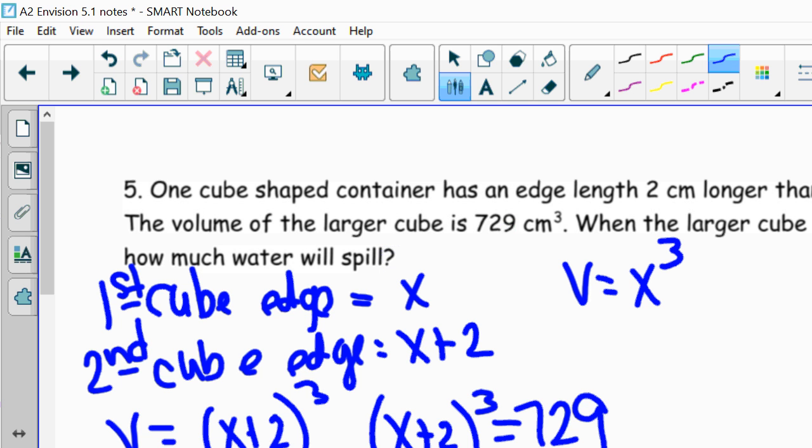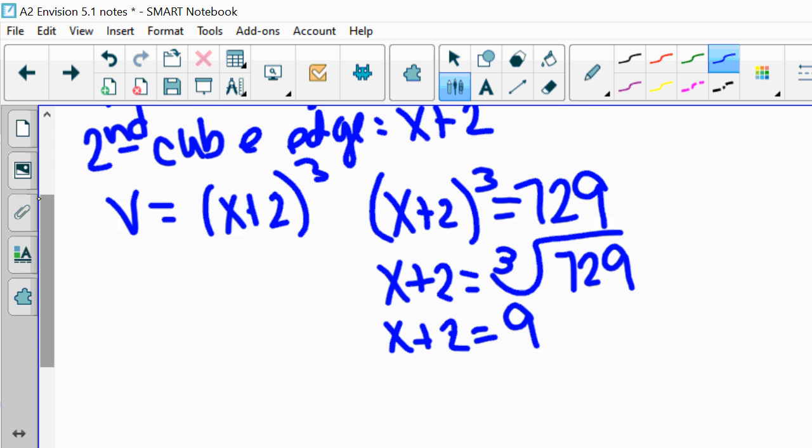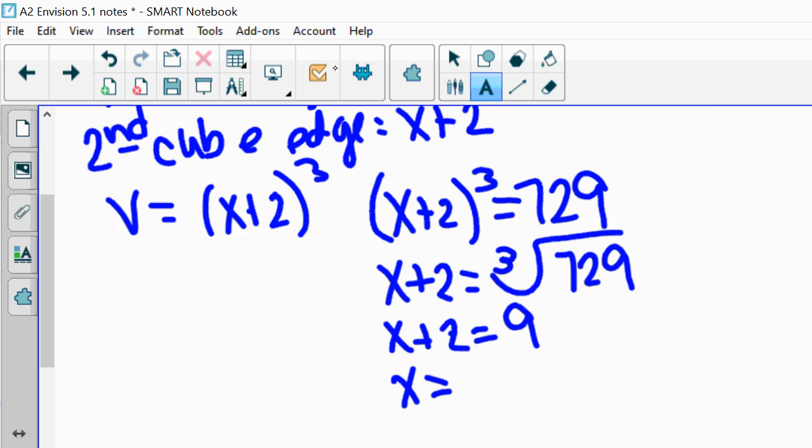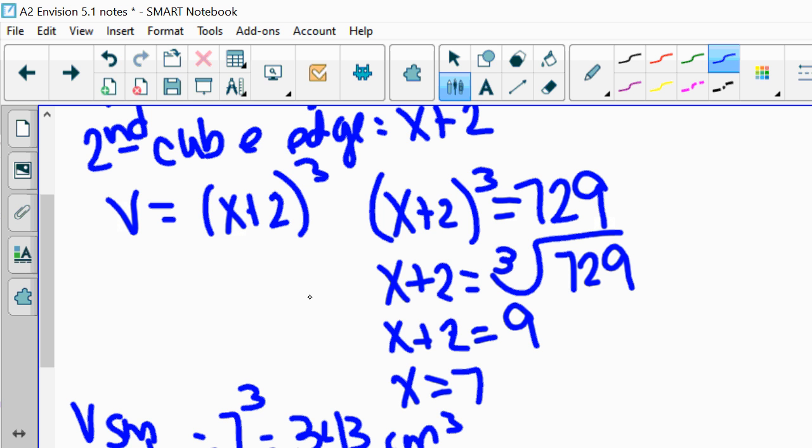So x plus 2. And again, I can do that by factor tree, and then I have to have 3 things that are alike to come out. Or I can just ask my calculator for the cube root of 729. And then subtract 2, and I get x is equal to 6. Sorry. X is equal to 7. I can't subtract today, apparently. So x is equal to 7. All right, so the edge of the smaller cube was 7. So the volume of the smaller cube is going to be 7 cubed, which is 343 cubic centimeters.